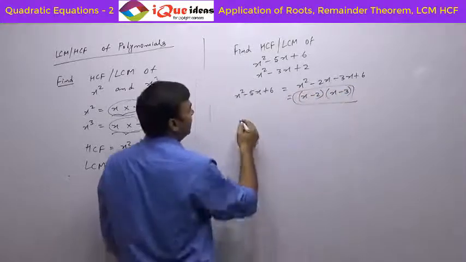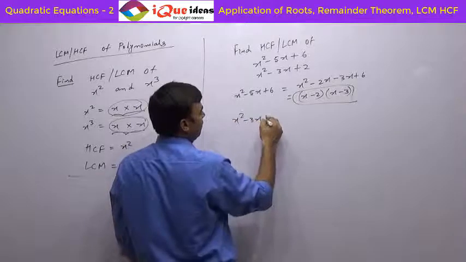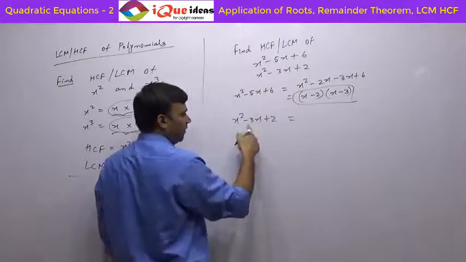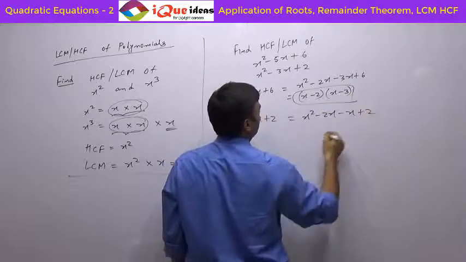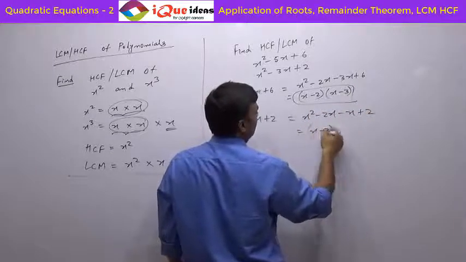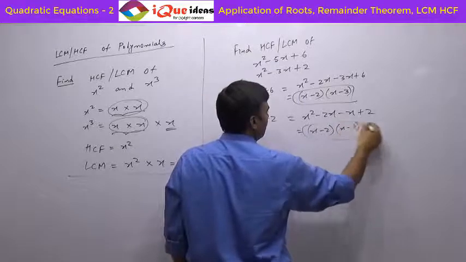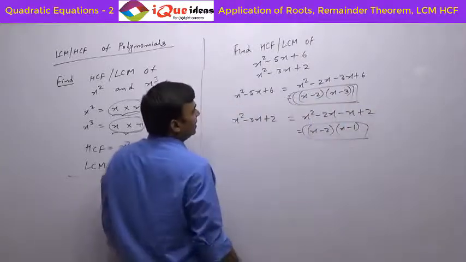Right? The other one, that is x square minus 3x plus 2, you have to factorize it. So 1 into 2 is 2 and 1 plus 2 is 3. So it is x square minus 2x minus x plus 2. So this gives us (x minus 2) into (x minus 1). Right?